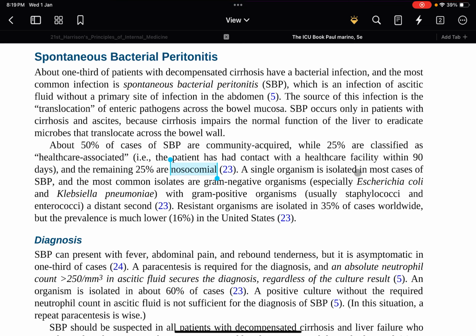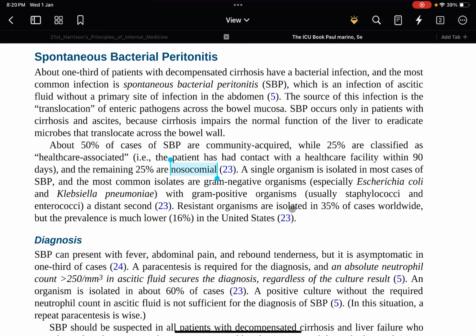A single organism is isolated in most cases of SBP, and the most common isolates are gram-negative organisms, especially Escherichia coli and Klebsiella pneumoniae, with gram-positive organisms, usually Staphylococci and Enterococci, a distant second.